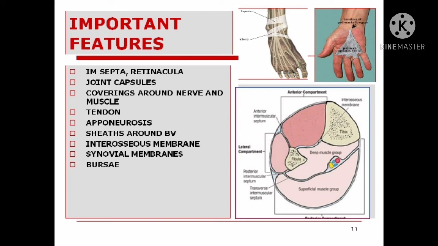The interosseous membrane supports the positions of both of the bones and also provides muscle attachment sites. Then the synovial membranes and the bursa. The bursa is a pad-like structure. Within it, a gel-like substance is present, and it provides an easy surface for the passage of a tendon over a bone in order to avoid friction of the tendon against the bone.